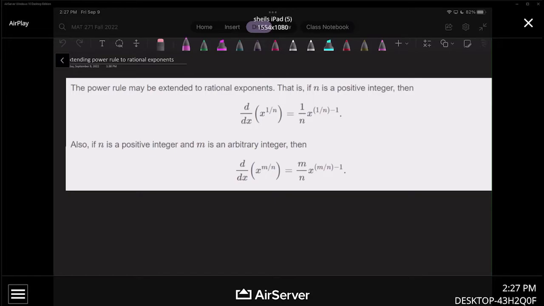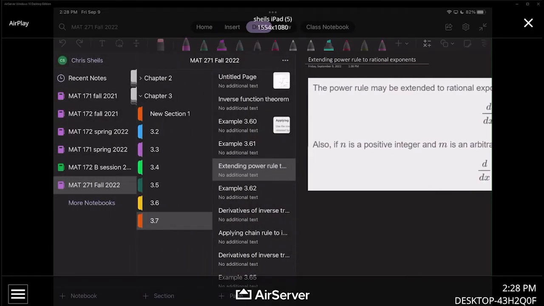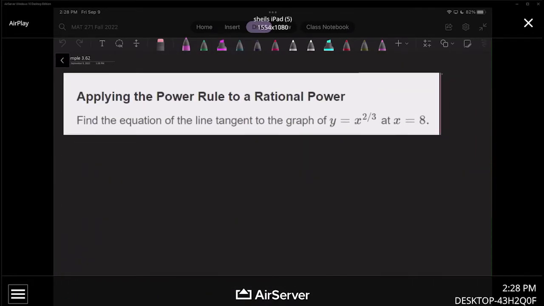And if you let n be a positive integer and m be any arbitrary integer, then similarly we can find the derivative of x to the m over n, that's just m over n times x to the m over n minus 1. So this is just a very simple extension of the power rule. We've actually already done this, but we'll look at a nice and simple example here.